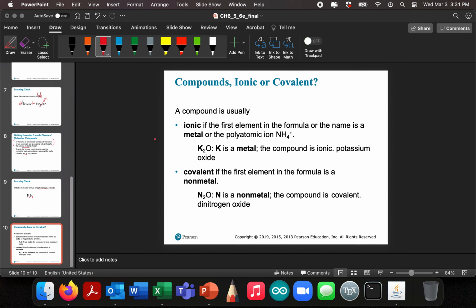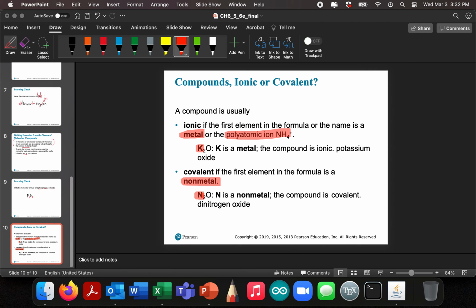Okay, so the last thing I want to discuss here is you have to decide, if you're looking at a compound, how you're going to name it. You've got to decide if it's molecular or ionic, or if it's covalent or ionic, right? And how do you do that? Well, it's not really complicated. You're really looking for a metal. If a compound has a metal in it, or a polyatomic ion, then it's ionic, right? Potassium is a metal, right? And so therefore, potassium oxide is ionic, okay? It's covalent if the first element in the formula is a nonmetal, right?